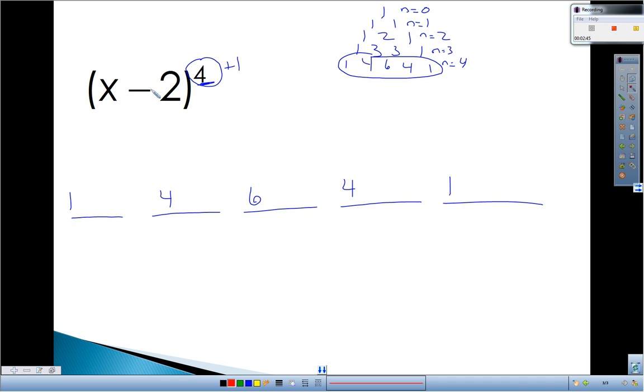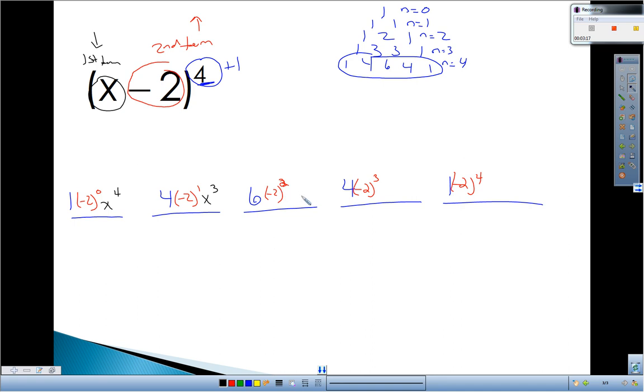What I'm going to do next is look at the second term. My second term is -2, and I'm going to go up in power with it. So I'm going to do (-2) to the 0 power, (-2) to the first power, (-2) to the second power, (-2) to the third power, and (-2) to the fourth power. And then I'm going to take my first term, which in this case is x, and go down in power with that. So x to the 4th, x to the 3rd, x to the 2nd, x to the 1st, and x to the 0.